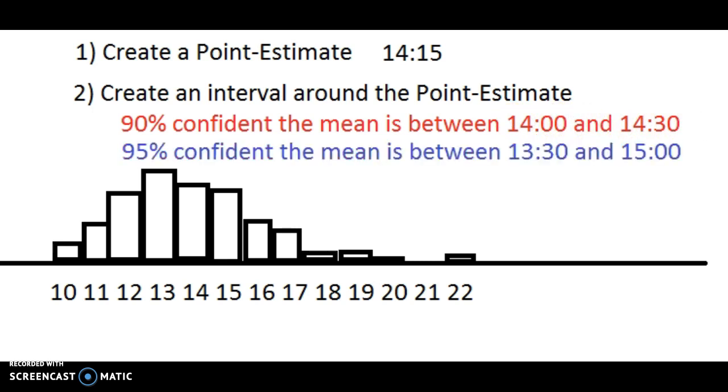Now, if I wanted to be even more confident, the way to do that is to widen your interval so that there's more numbers in it and you're more likely then to be correct that your mean really is in your interval. So I kept my point estimate right in the middle, widened my interval on both sides, and I increased my confidence that the mean really is in that interval.